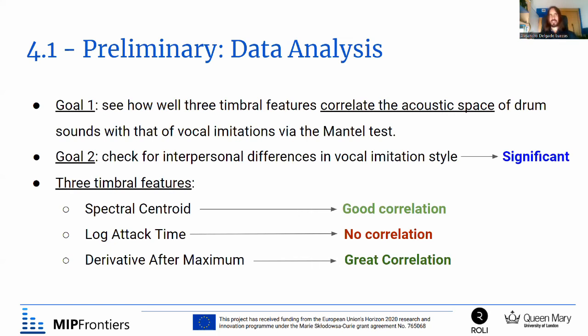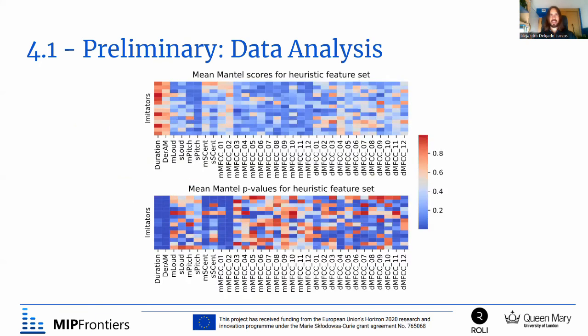And also, we found that the spectral centroid was very well correlated. The log attack time was not correlated, meaning that a system based solely on the log attack time will fail because it doesn't correlate both acoustic spaces that well. And also, we found a great correlation to the derivative after maximum of the envelope. So it's the slope of the decay of the envelope.